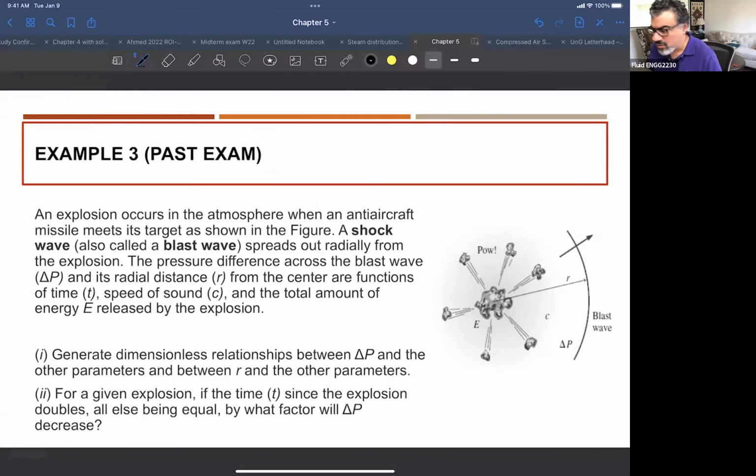Okay, another type of question in the past exam as well, right? I'm sure that you're going to solve some tutorial problems from the textbook with the TA. Those are problems maybe not similar to the one in the tutorial. That's why I'm actually getting them solved here in the lecture. So imagine I have an explosion like this. An explosion occurred in the atmosphere when an anti-aircraft missile meets the target, as shown in the figure, okay?